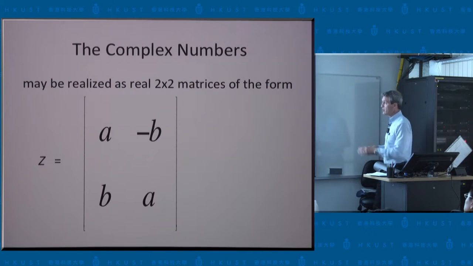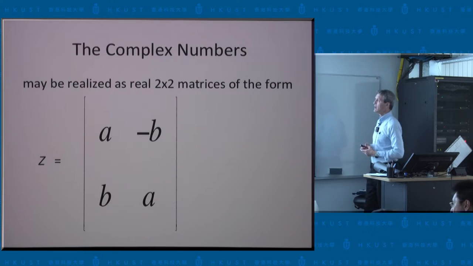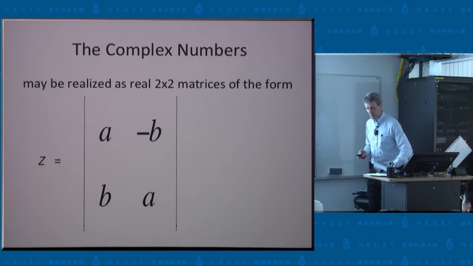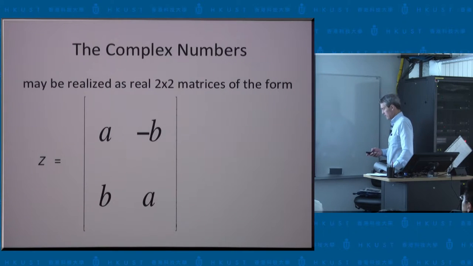So that these guys form a little set inside the 2x2 matrices that's closed under addition and multiplication, and they give you a copy of the complex numbers. So in some sense, if you believe in linear algebra, you have to believe in the complex numbers. They're just sort of a little byproduct of 2x2 matrices.